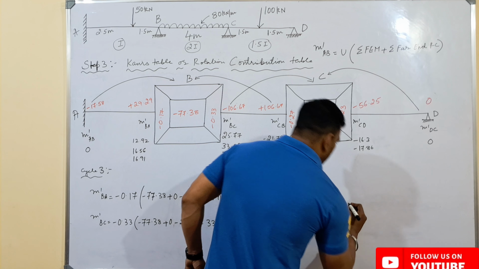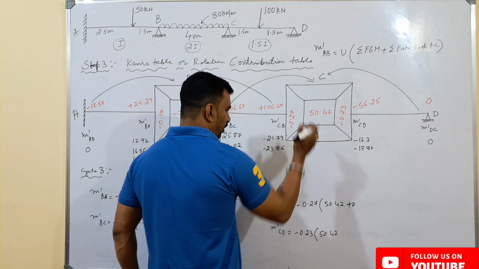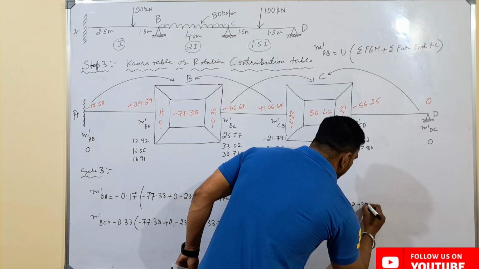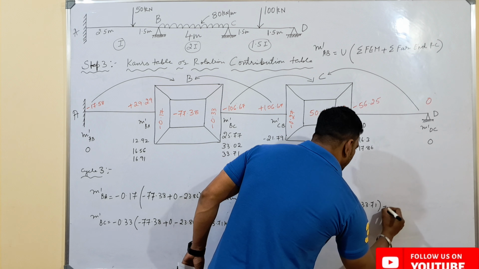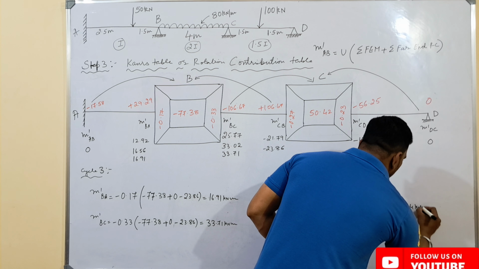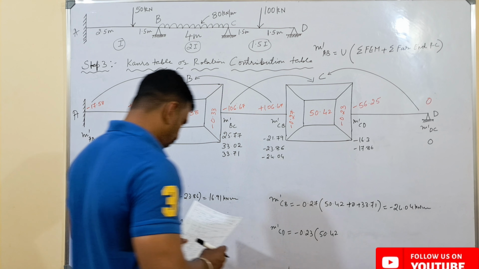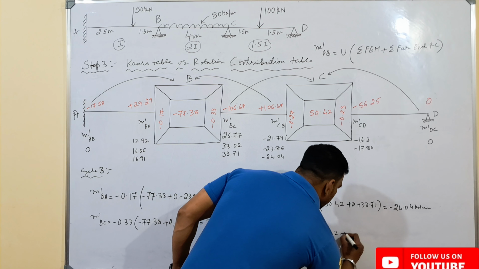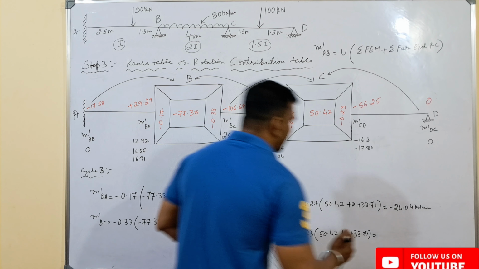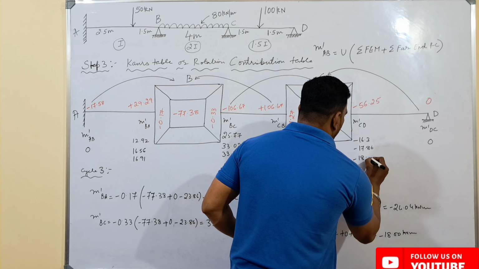So here the far end rotation contribution is 0, and the summation of fixed end moment here is 50.42. The rotation factor is minus 0.27, and the new iteration value here is plus 33.71, where we get a value of minus 24.04 kilonewton meter. So this value we will write here, minus 24.04. So this will be plus 33.71, which will be equal to minus 18 kilonewton meters. So here we will write minus 18.